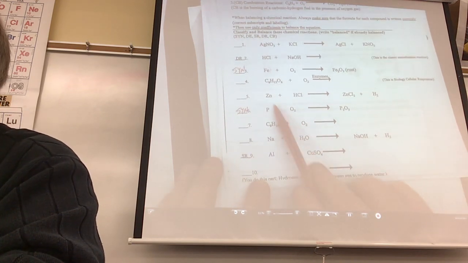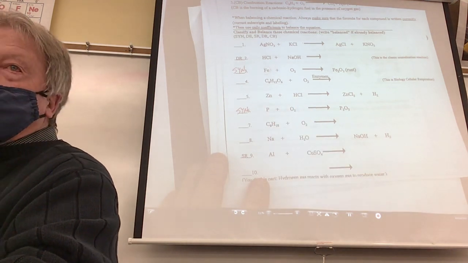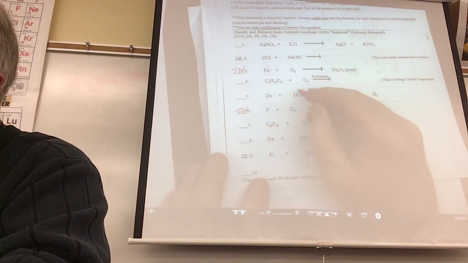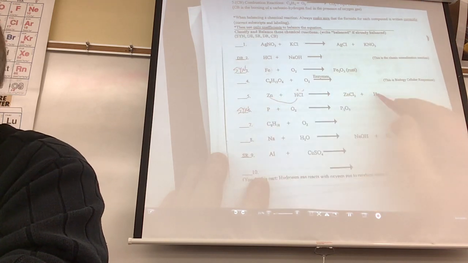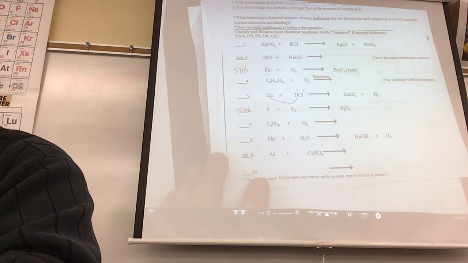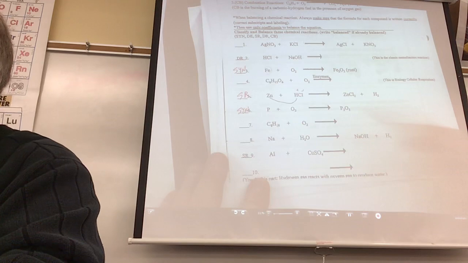What do you think about number 5? Now, even though hydrogen is not a real metal, it acts a little like a metal here because it acts like a +1 and -1. Remember that? So guess what zinc's going to do? Zinc's going to kick out the hydrogen and form zinc chloride. Yes, no? So this one is single replacement.